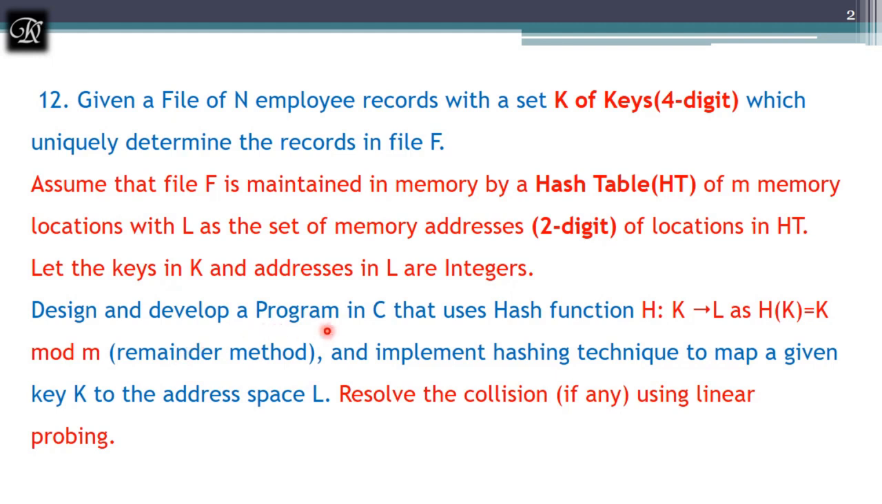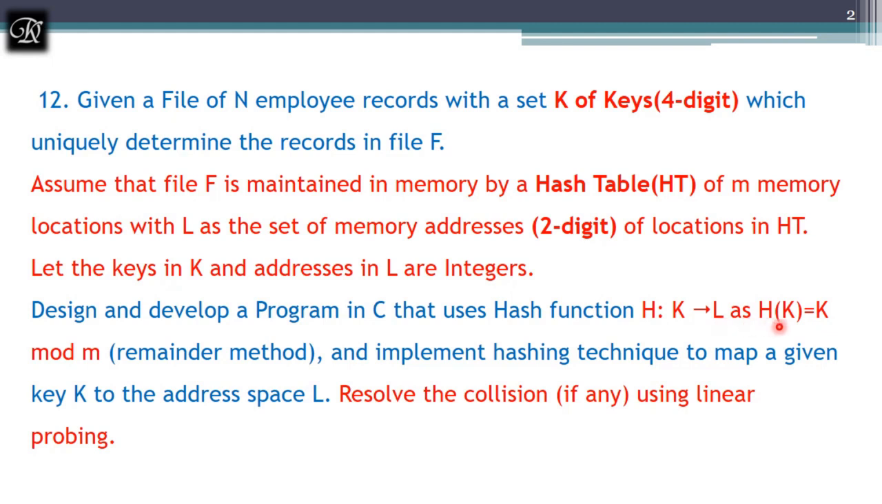Design and develop a program in C that uses a hash function. The hash function is given here. How to build a hash function, we need not worry. They have only given the standard hash function. The hash function should take a key and generate a 2-digit address. So we know what K is. K is a set of keys and L is a set of addresses. We have to read a key and generate an address.